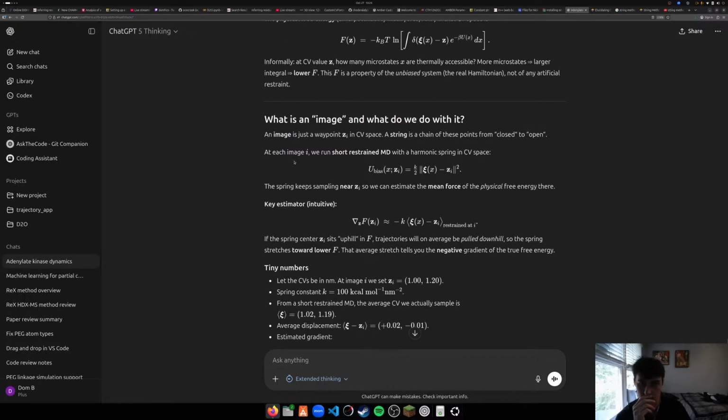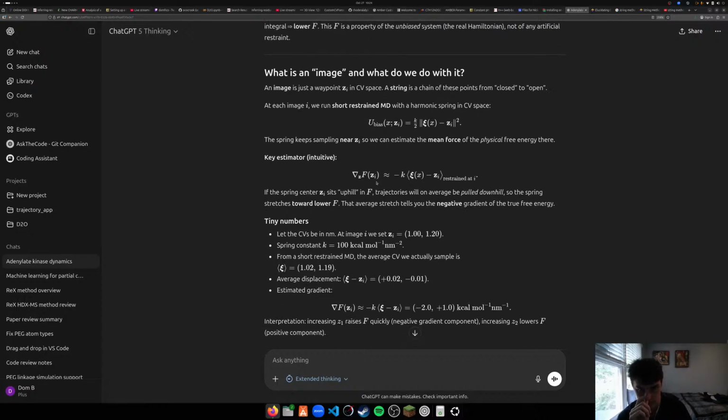A string is a chain of points. At each image, the run is short. So what if the spring center Z sits uphill? Is it always uphill?